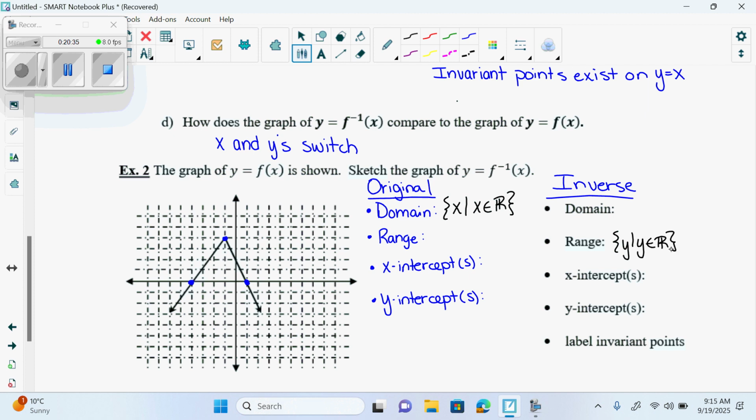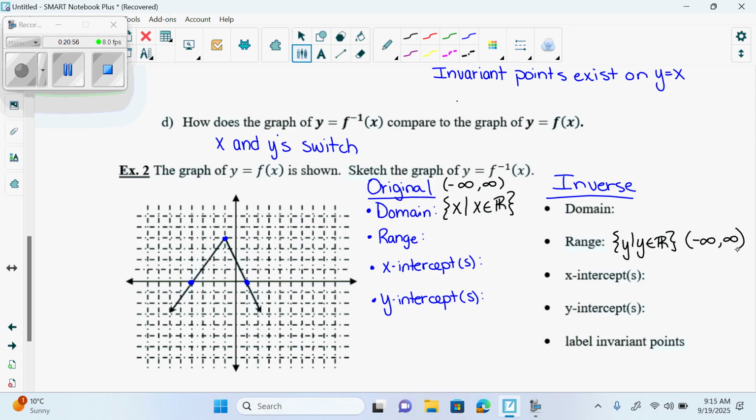What's cool about interval notation is there aren't x's and y's in it, correct? So if this one's negative infinity, infinity, this range is negative infinity, infinity. Right? The domain becomes the range, the range becomes the domain. I can answer all these questions without graphing that graph.